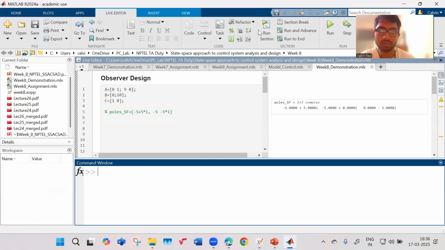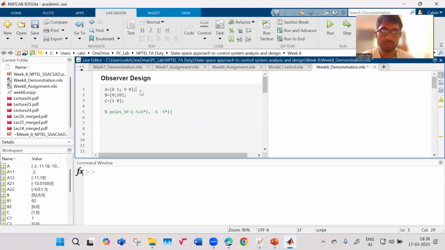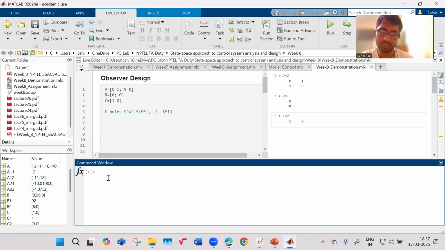Here we can see this section. So what is our A matrix? This is our A matrix, B matrix, and C is given by this. So let us write the poles of state feedback equal to, that is, what is i? i is given by this. So 5i is given by this. Minus 5 plus 5i is given by this. Minus 5 minus 5i is given by this.